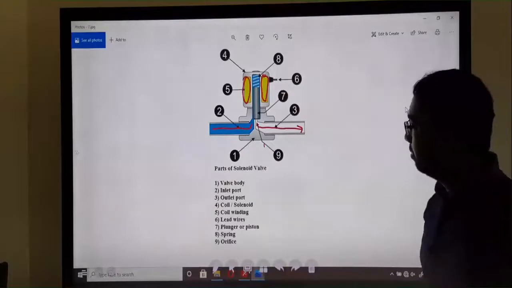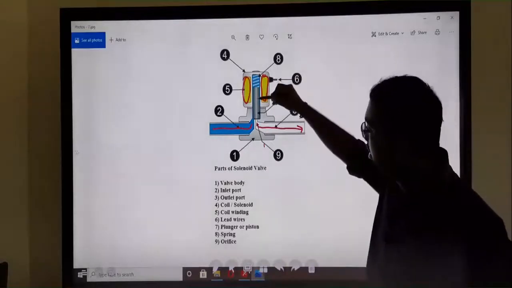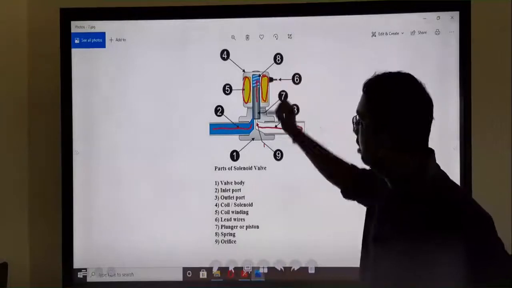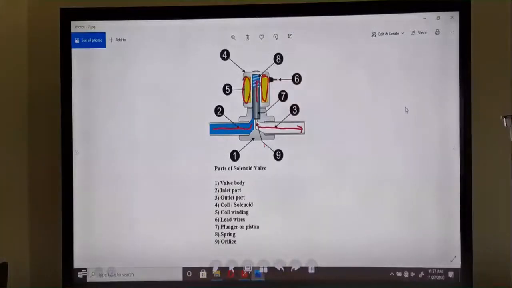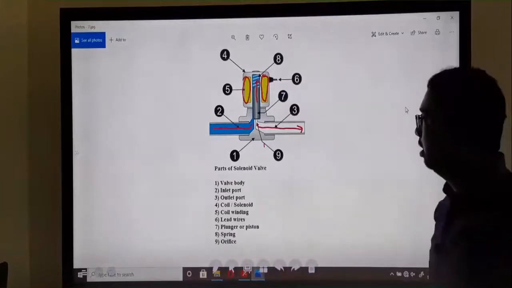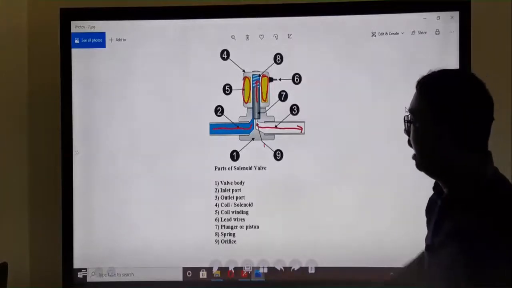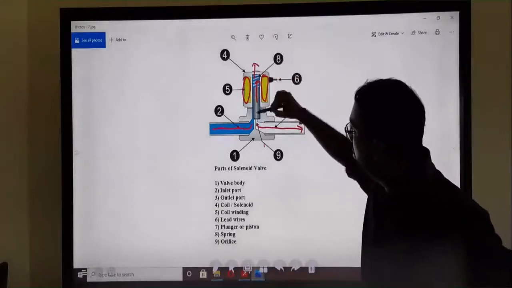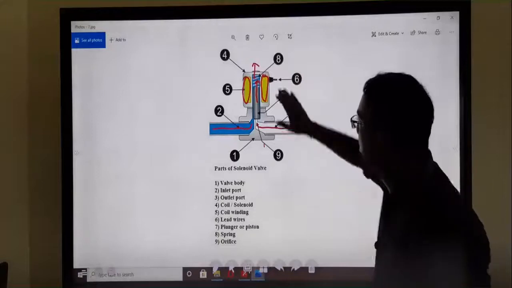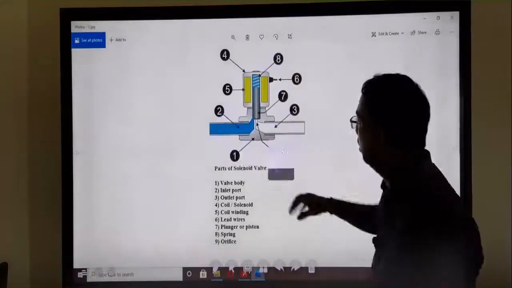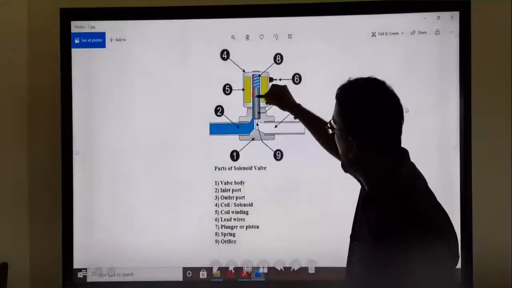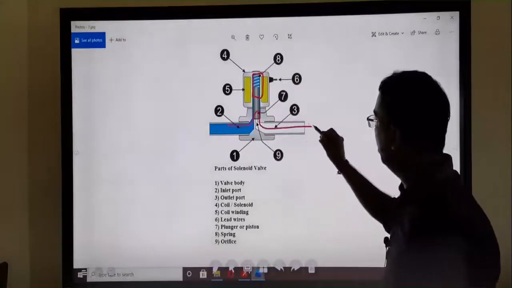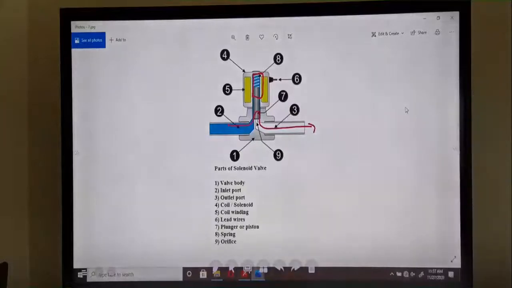At that time the plunger is induced or attracted by these two windings. By the magnetic field, it is attracted. So it tends to move this way, like this. So this way is open, and the fuel comes like this.